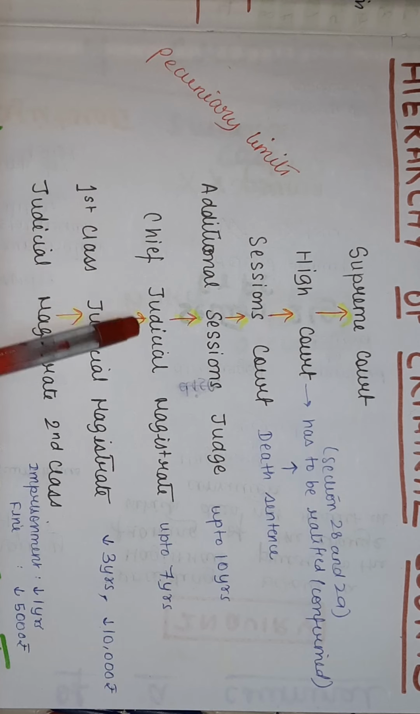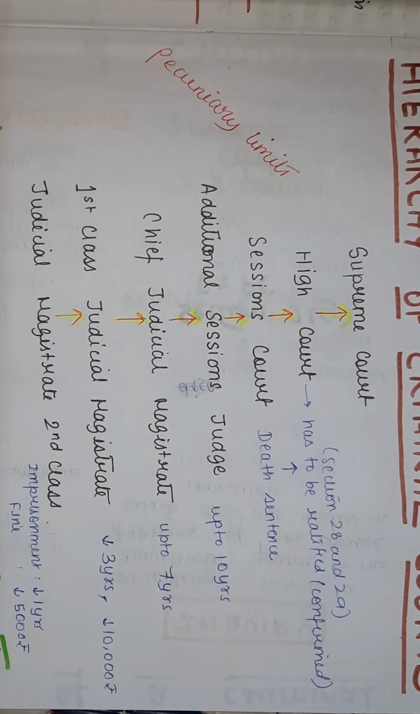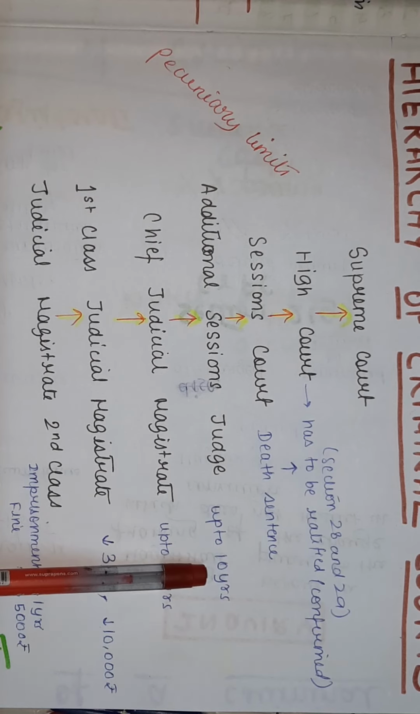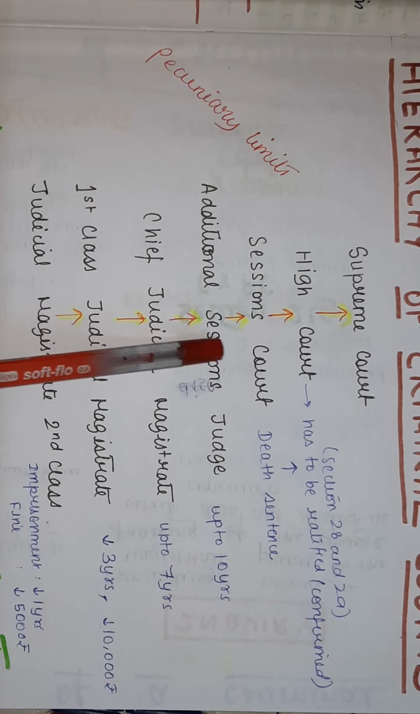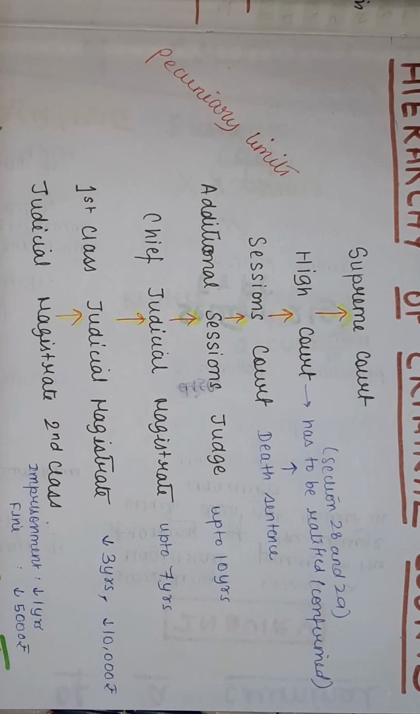Above him or her, we have the Additional Sessions Judge, who can impose punishments of up to 10 years. And above the Additional Sessions Judge, we have the Sessions Judge. Now, for the Sessions Judge, there is no limit on imprisonment and fine. He can impose any punishment.